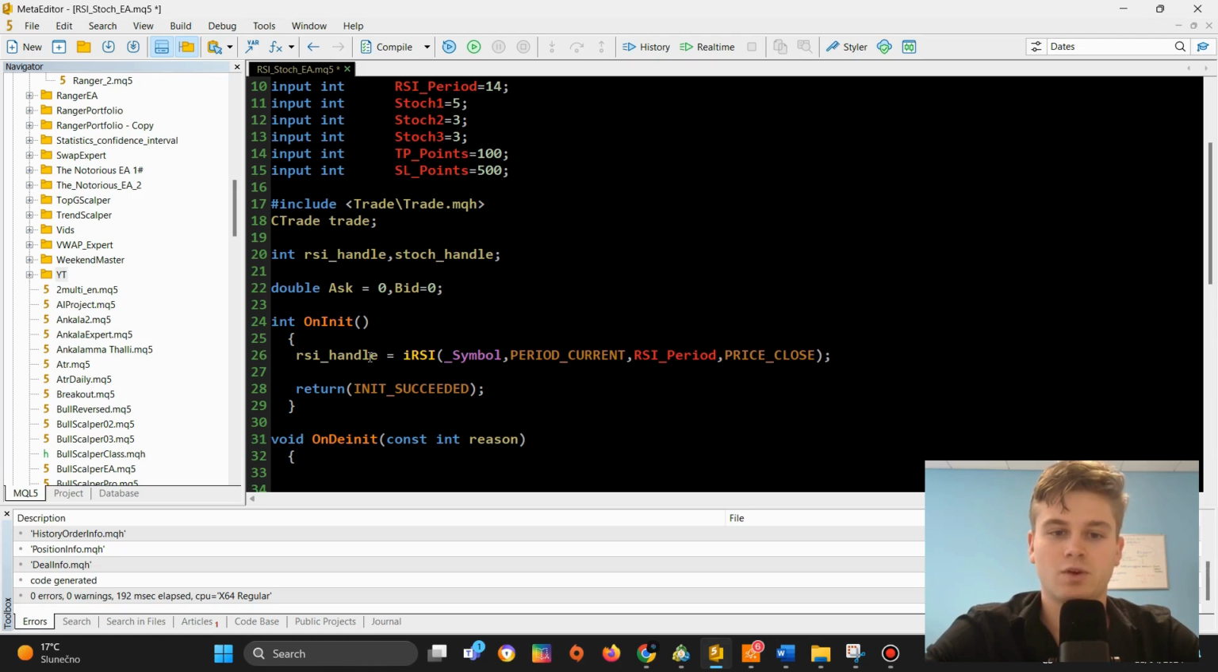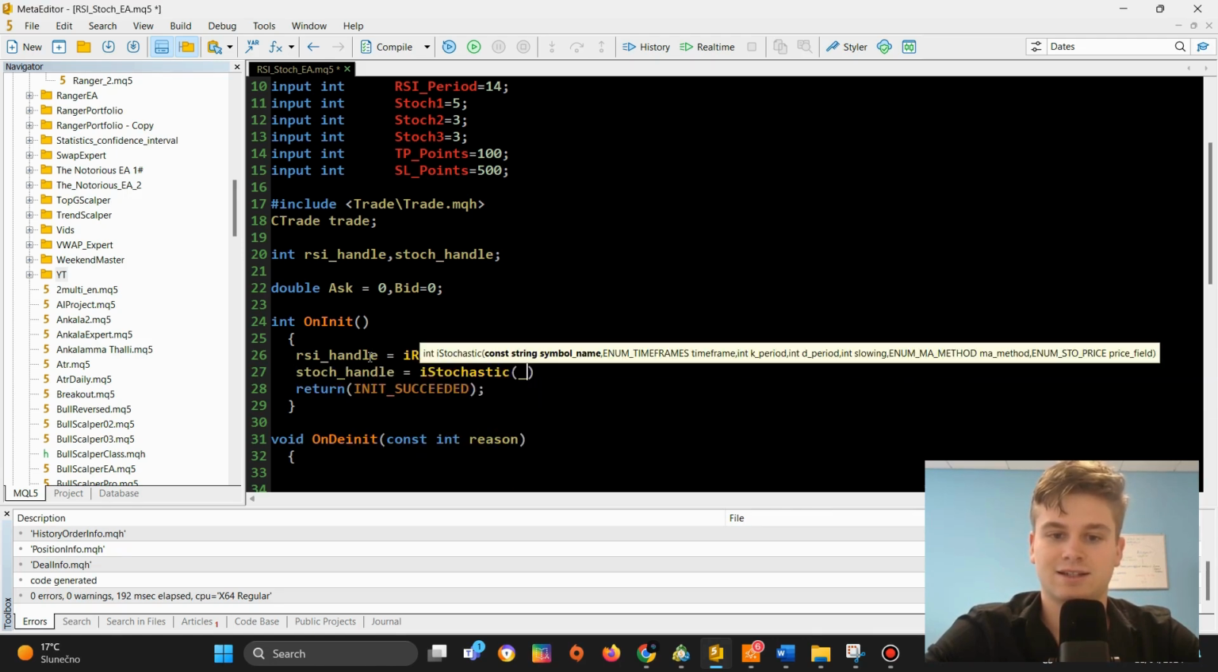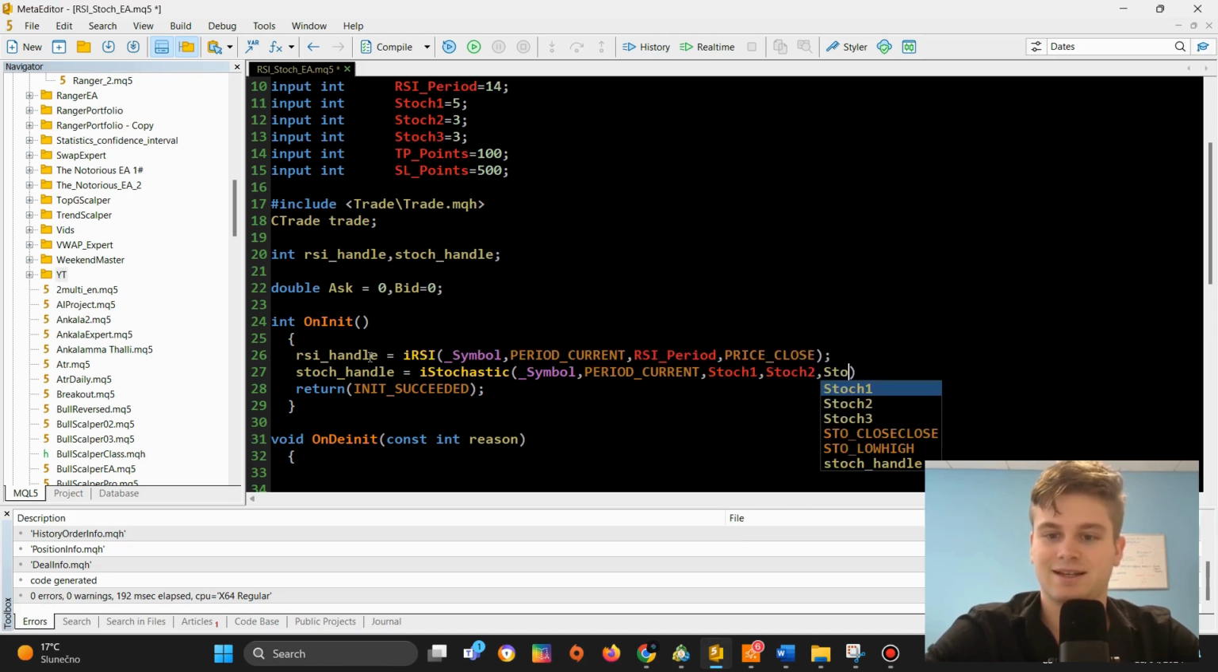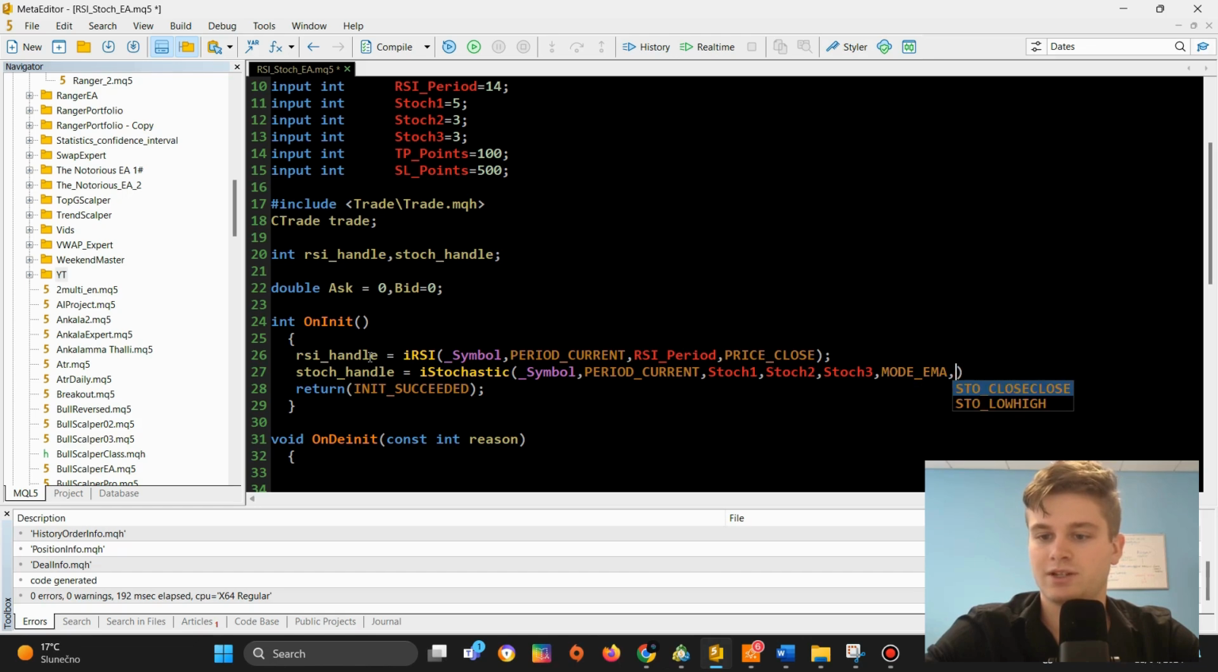And the same thing goes for the stochastic handle. So stochastic, symbol, period current, and now the K period is stochastic 1, then stochastic 2, and stochastic 3. And we want mode, let's go with exponential moving average, that's alright, and stochastic close and close price. So this is a good start for us.